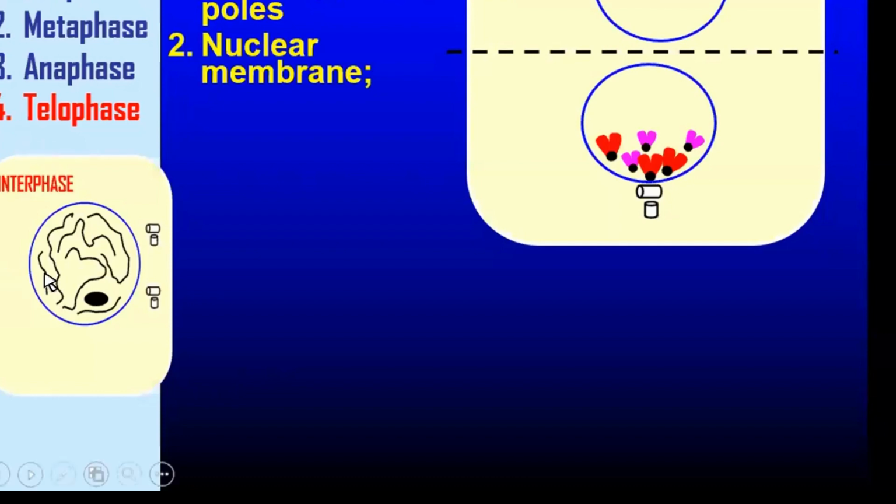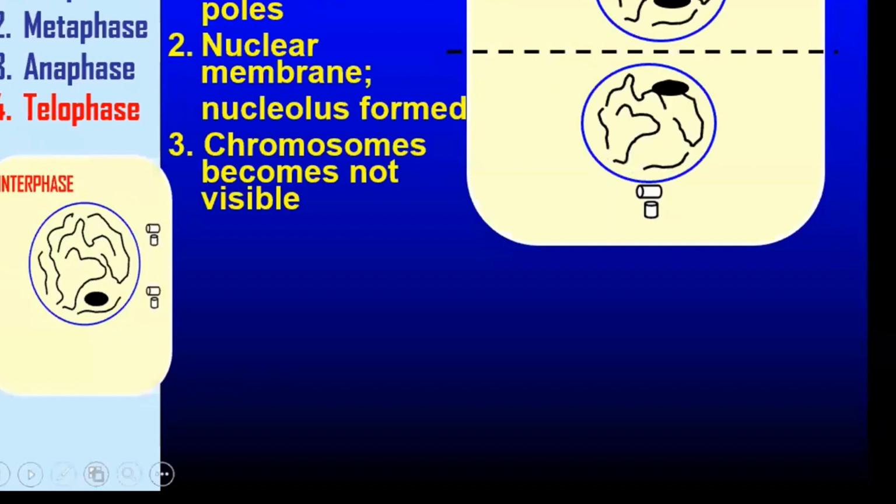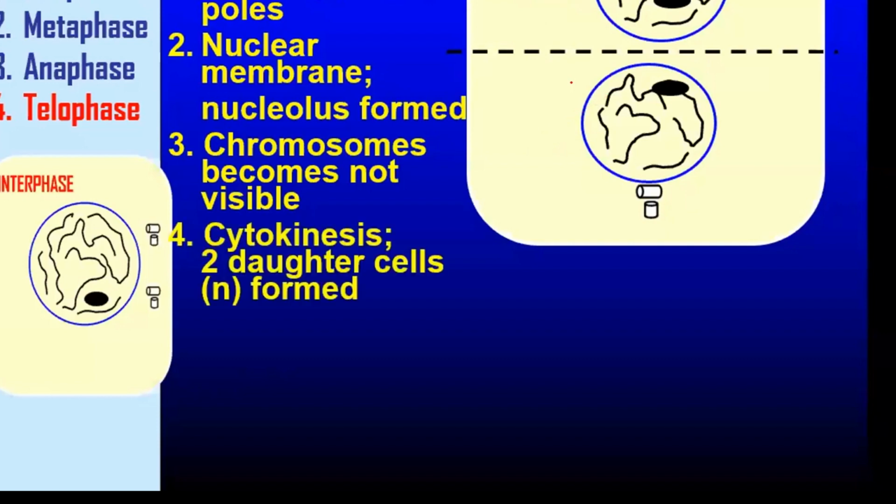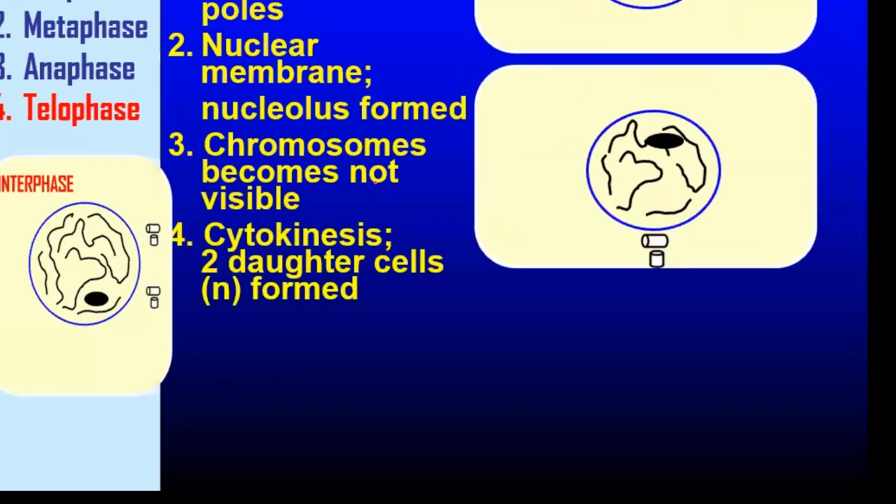Can you see nucleolus? Yes, nucleolus is formed. Can you see chromosomes here? No, so chromosome becomes not visible. And one last point. Is it possible to have two nucleus in one cell? Guys, can or not? One cell, two nucleus, can or not? Cannot. So cytokinesis occurs. Cytokinesis meaning cytoplasm split. Cytoplasma akan dibahagikan kepada dua. So this is how we get two new cells.